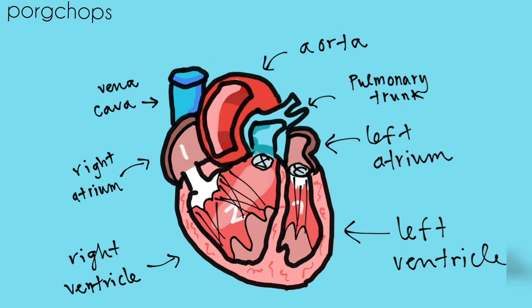So first the right atrium, then the right ventricle, left atrium, and then the left ventricle.